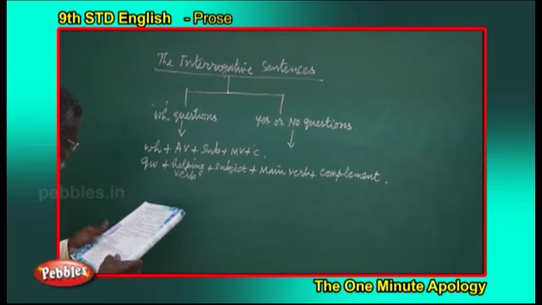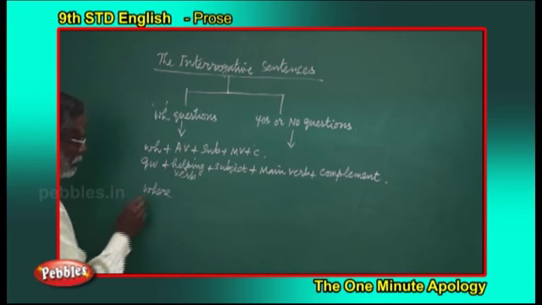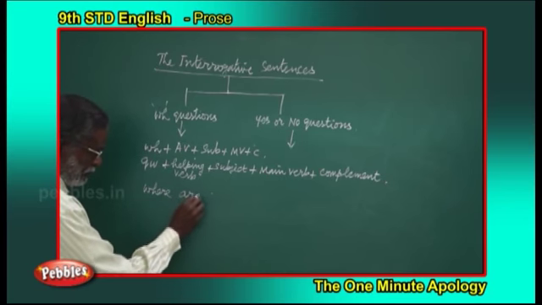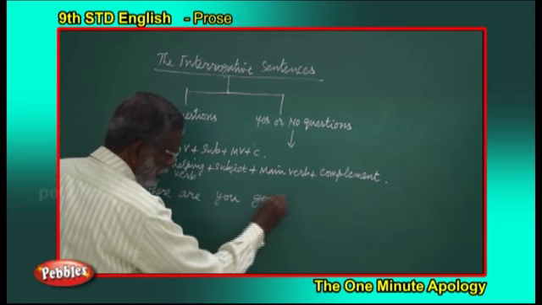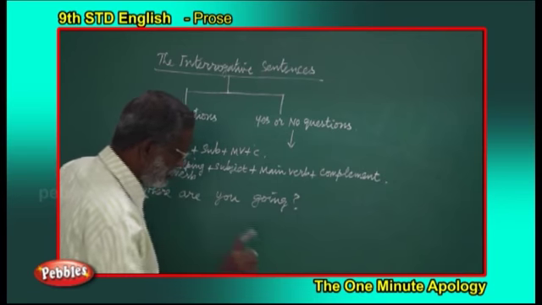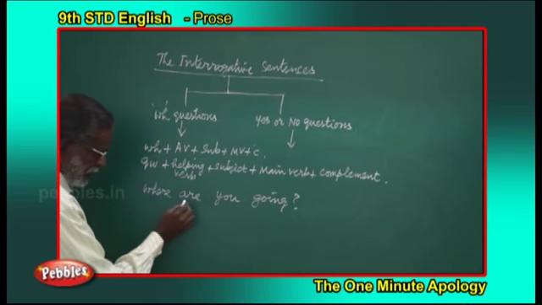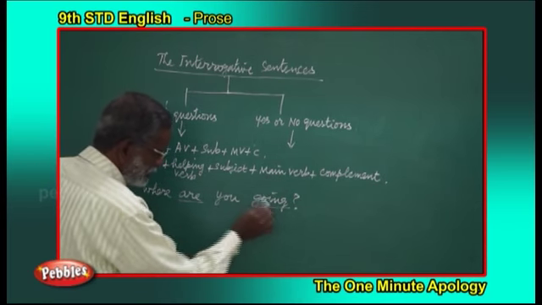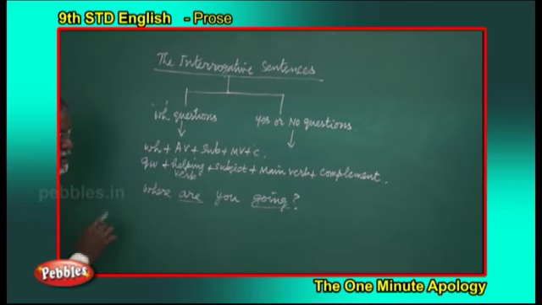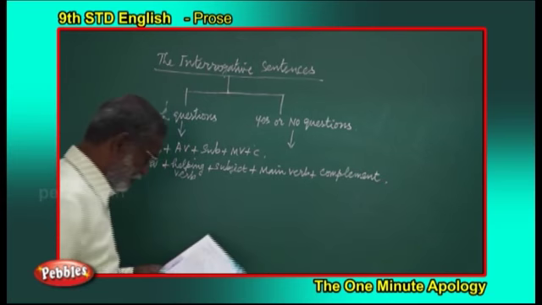Let us just go through WH, where, helping verb, are, subject, you, main verb, going. And these things are extra. Where are you going? This one is the question word, are is a helping verb according to the tense, this one is the subject, and this one is the main verb. Where are you going? In such a way, you can frame questions. Now let us see what is given in your textbook.